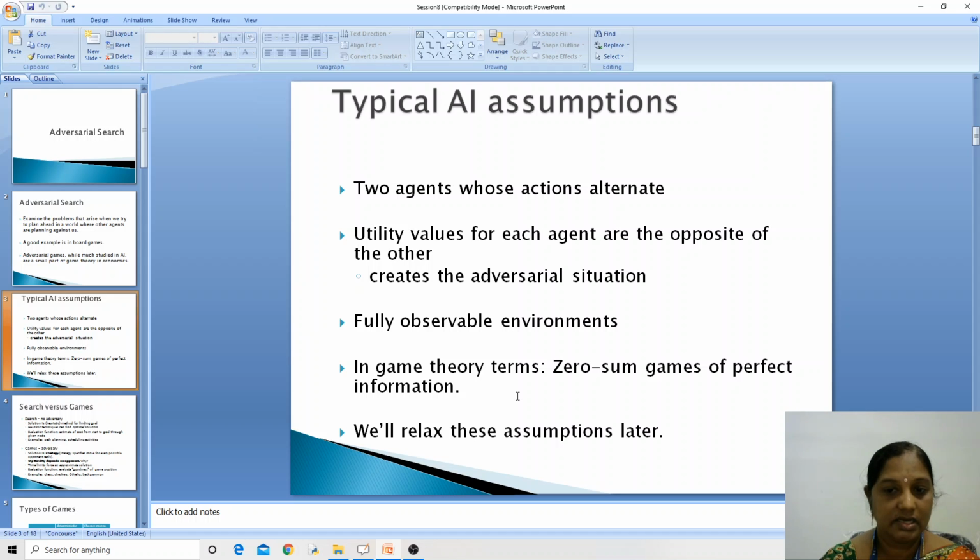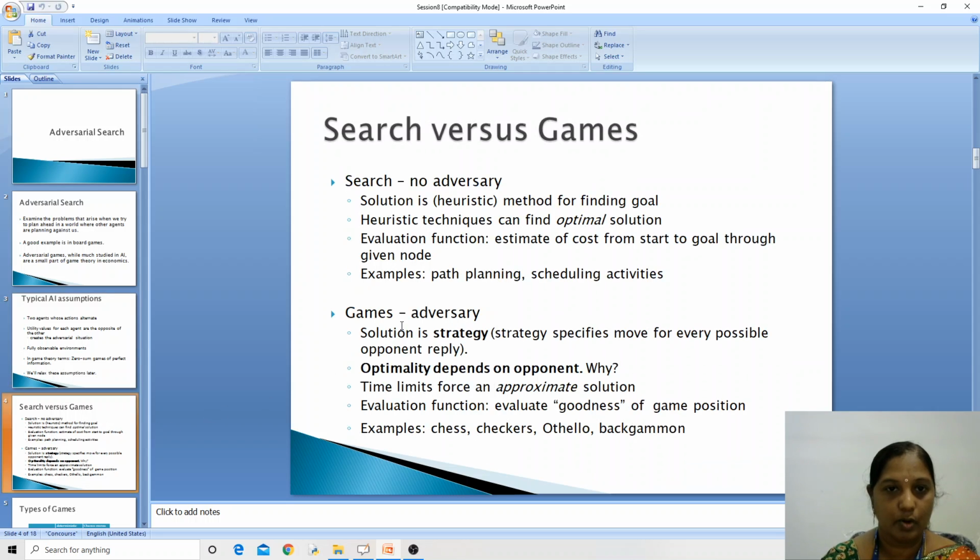In game theory terms, these are zero-sum games of perfect information. We will relax these assumptions later. First, as per AI assumptions, you need to understand two-agent games. In these two-agent games, you need to understand the terminology Max and Min. What is the Max and what is the Min?